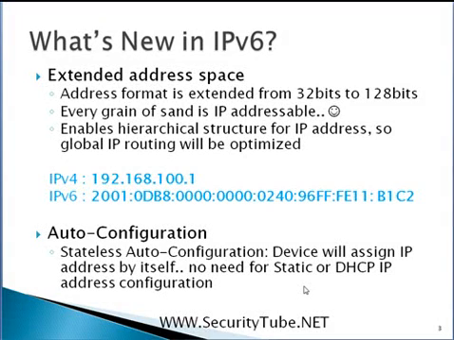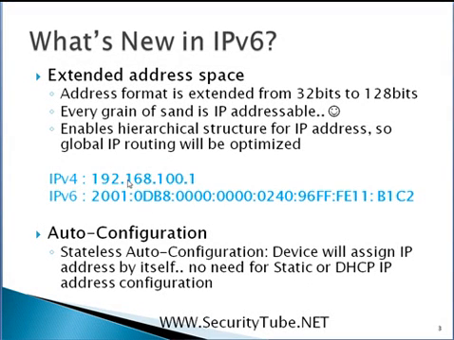Also, it enables a hierarchical structure for IP addresses. The main problem faced by current global routing is the huge routing table. Those routing tables can be brought under control with bigger IP addresses, so that the IP addresses will be assigned properly and hierarchical structures can be created.